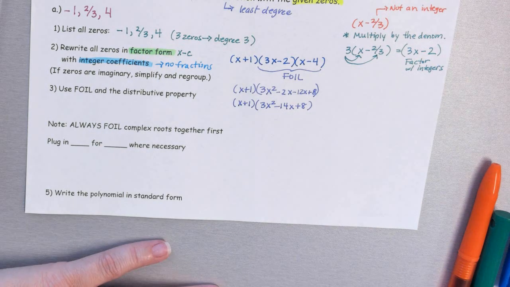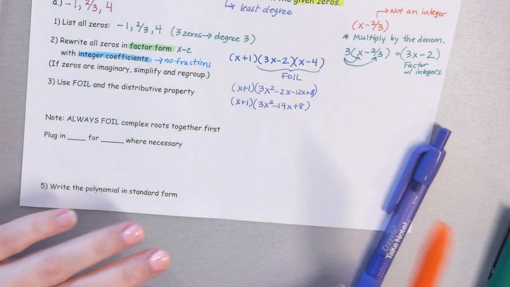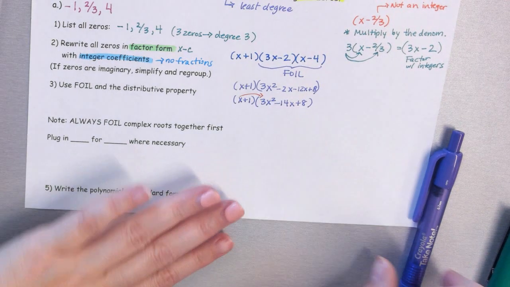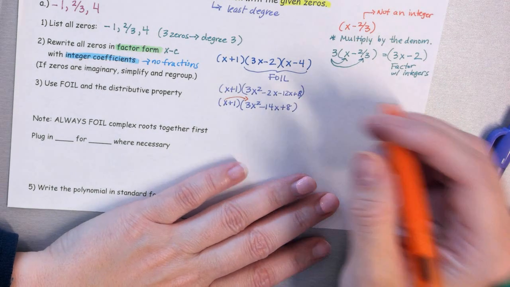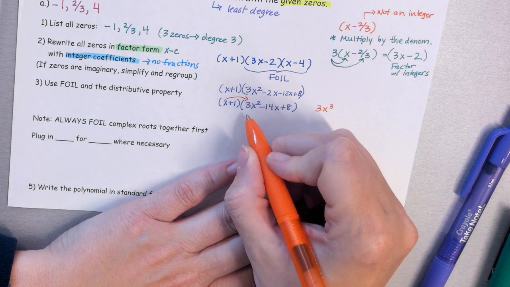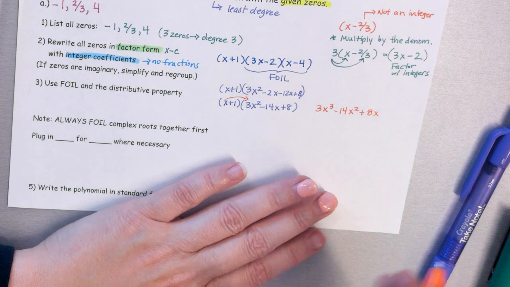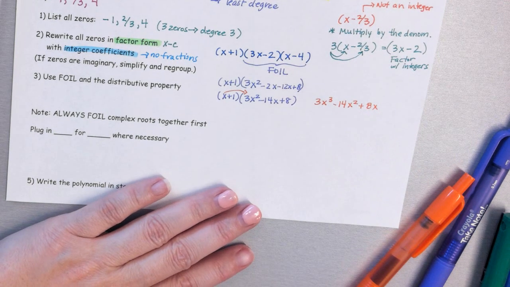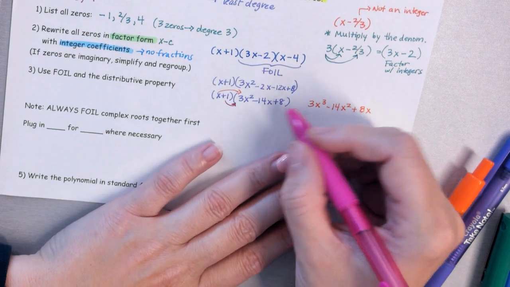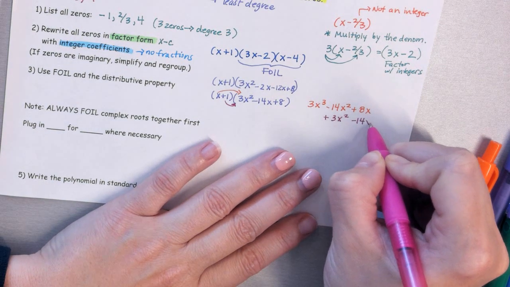And then from here, we're just going to distribute. Remember we did these problems in chapter 3 earlier? So you just distribute x to everything. If I'm distributing x to everything, the only thing that's happening is the exponents are going up by 1. So 3x squared minus 14x squared plus 8x. And then I'm distributing 1 to everything. Well, if I multiply everything by 1, I just get the same thing, right? So 3x squared minus 14x plus 8.